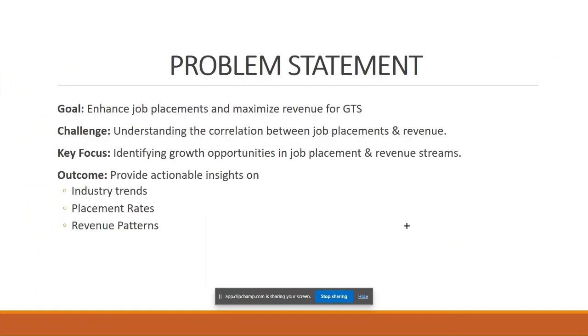So, my problem statement. The main goal of my case study is to enhance the job placements and maximize the revenue for GTS. The main challenge of this problem is to understand the correlation between the job placements and the revenue it gives for GTS, and using that to identify the growth opportunities in job placements and revenue streams. The main outcome of the problem statement is to provide actionable insights on the industry trends, placement rates, and the revenue patterns.